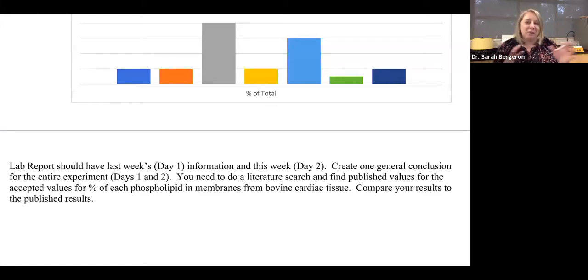And so your lab report in the end is going to be one big lab report from last week. So you'll have all of your day 1 where we did our purification and separation. And then you'll have today, day 2, where you have your quantification. And then you're going to create one general conclusion after all of these tables and graphs. And don't forget to include that literature search for those published values.